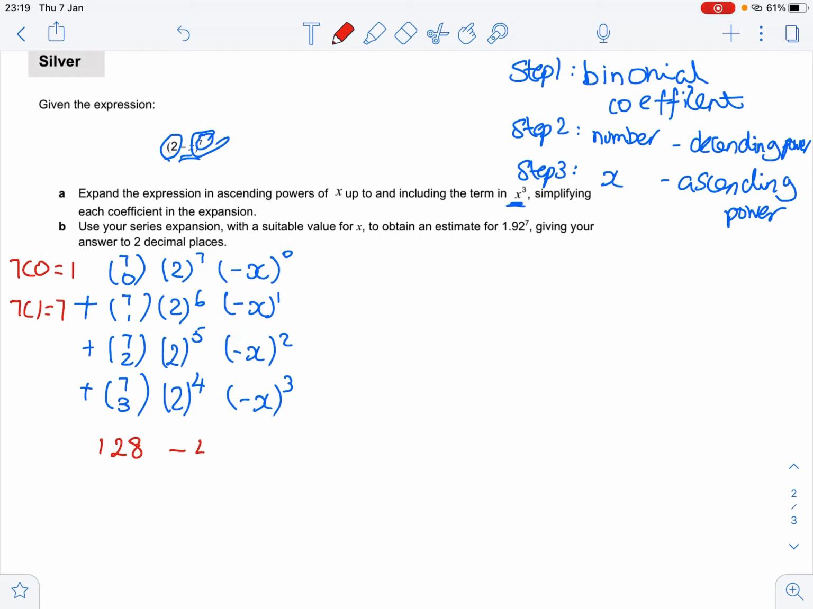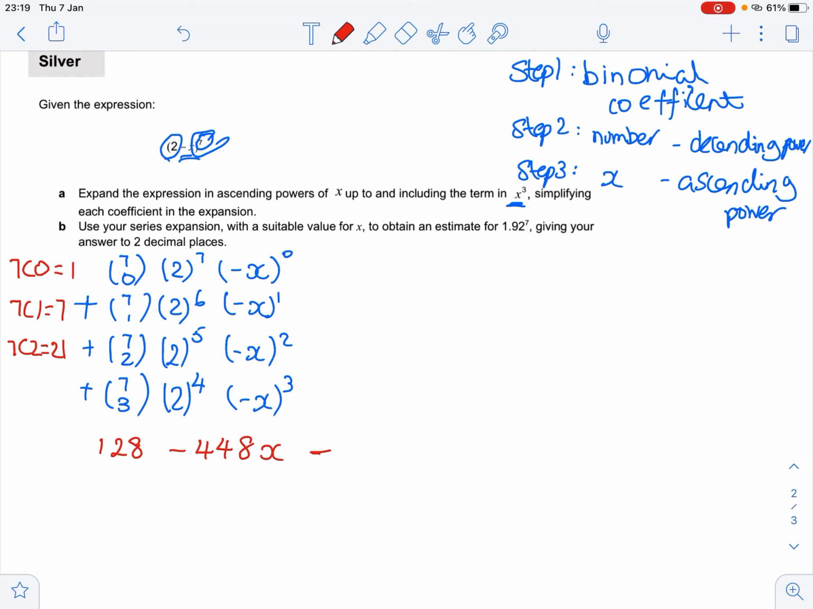So we have minus 448x. Next one, so it's 7C2 equals to 21. So it's 21 multiplied by 2 to the power of 5, which is equals to 672.